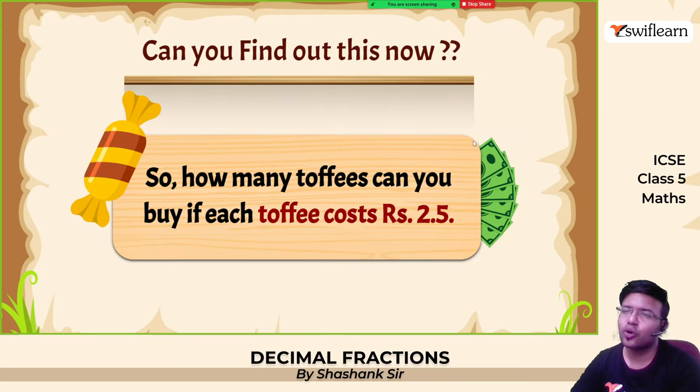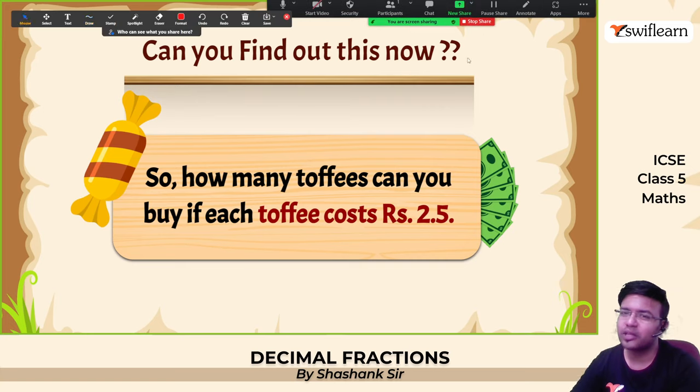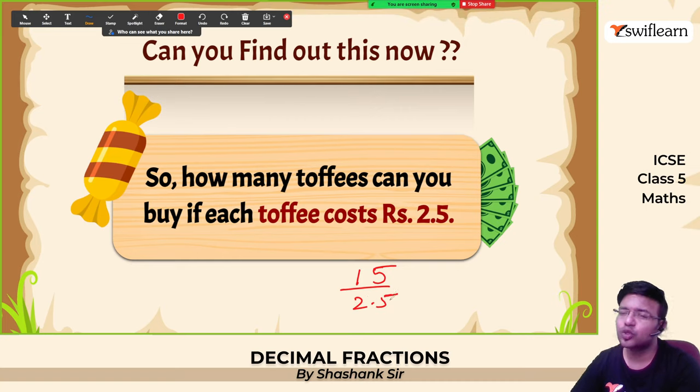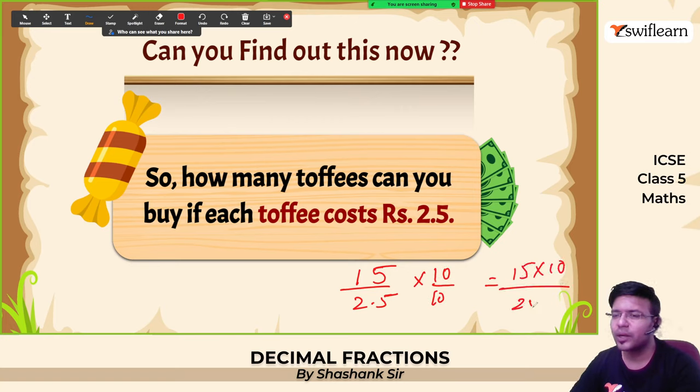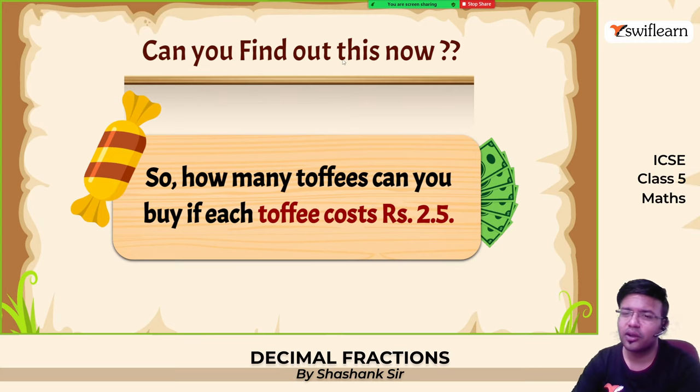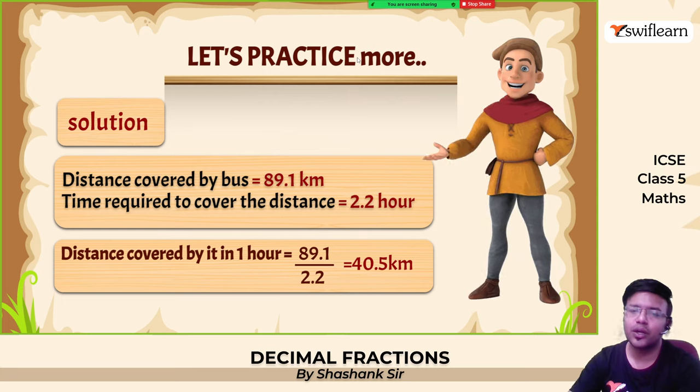So coming back to the question, you have 15 rupees and each candy is costing 2.5 rupees. You want to make this 2.5 as 25. So multiply by 10, divide by 10. This is 15 into 10 by 25. 5 threes are 15, 5 fives are 25, 5 ones are 5, 5 twos are 10. So 3 times 2 is 6. 6 toffees you will get for 15 rupees, each costing 2.5 rupees.